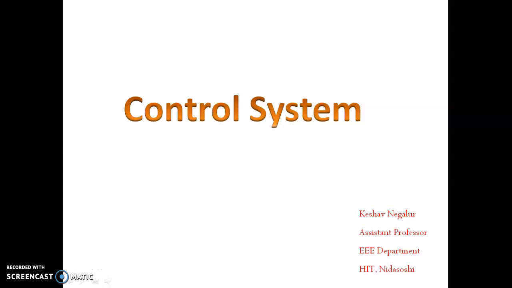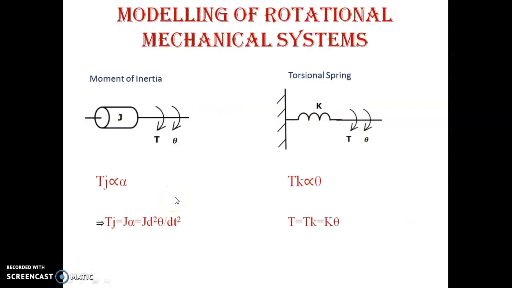Today we are going to discuss the control system subject, that is, mathematical models of physical systems. So, modeling of rotational mechanical systems. This is inertia, which is nothing but mass. In a translational system we have mass, and similarly in a rotational system we call that inertia.